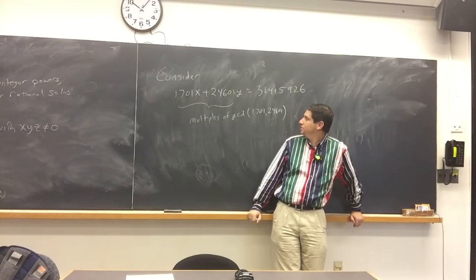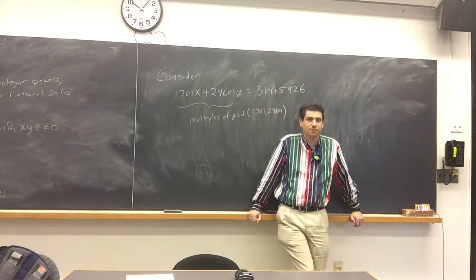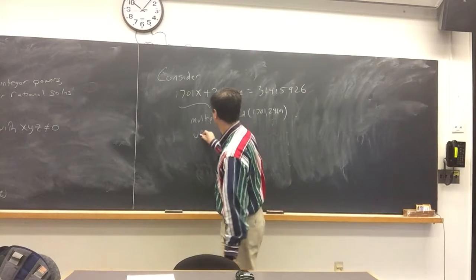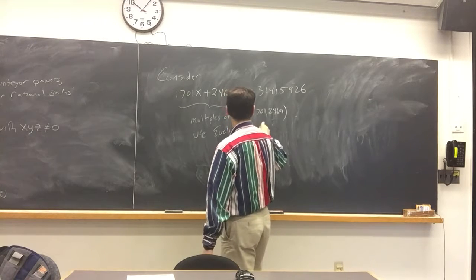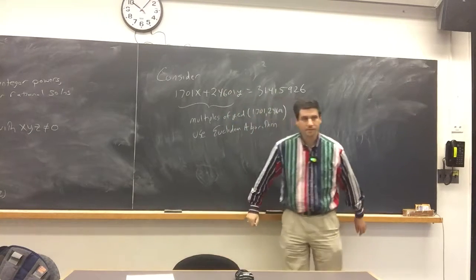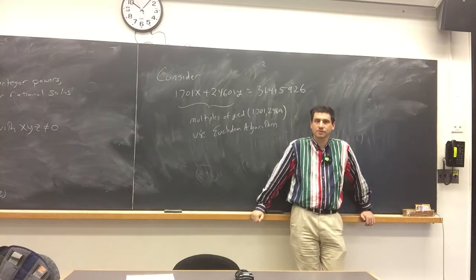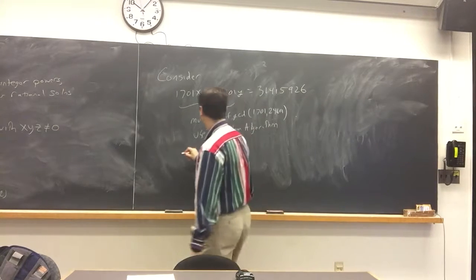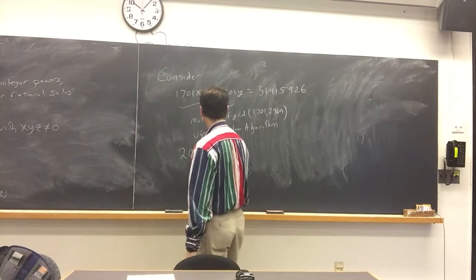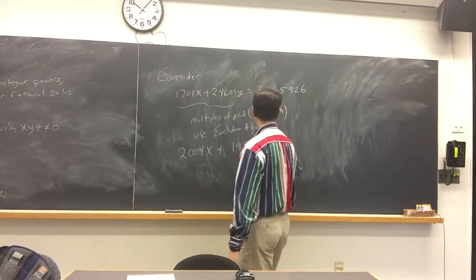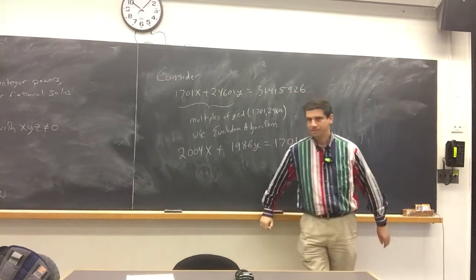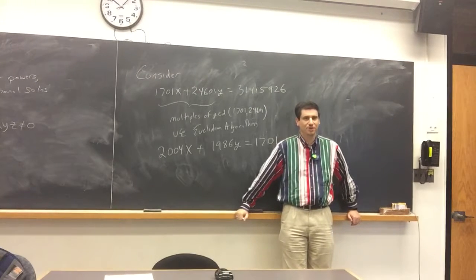How would we find the GCD of these two numbers? Euclidean algorithm. So just use the Euclidean algorithm. What about 2004x plus 1986y equals 1701? No. Why not?